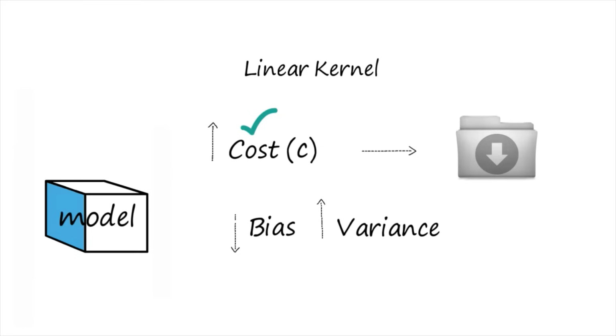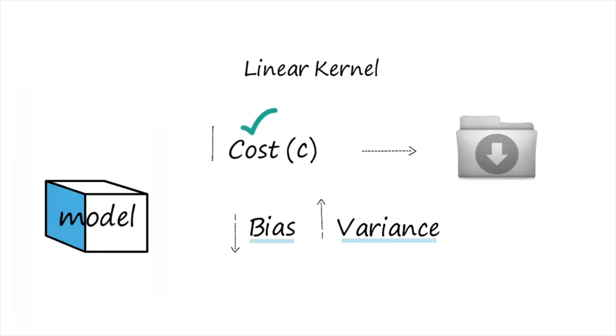Now we have to understand, if the value of this cost is large, in case of classification we can say that we have large misclassification in case of training data, which will result in low bias and high variance. Now we have to understand these two terms. What do you mean by bias and what do you mean by variance?